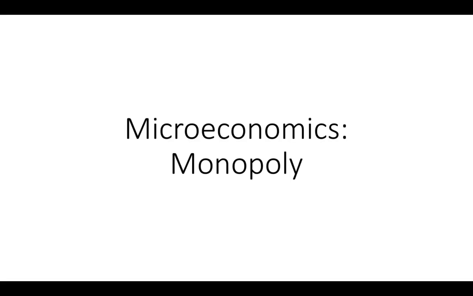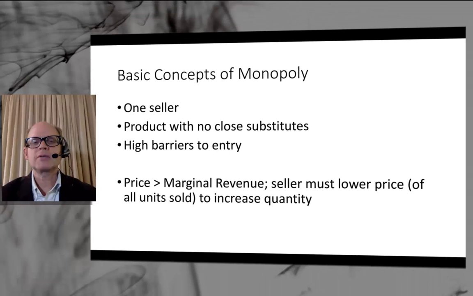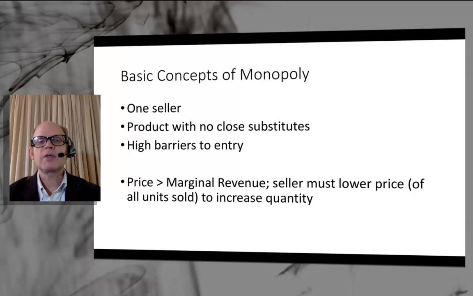It's not just America's favorite board game, but Monopoly is also a very important market structure in economics. So here are some of the characteristics of a monopoly. First and foremost, you have one seller, and that seller is producing a good or service for which there are no close substitutes. And you have high barriers to entry. In other words, it's very, very difficult for other firms to enter that industry, which is probably why you have a monopoly to begin with.